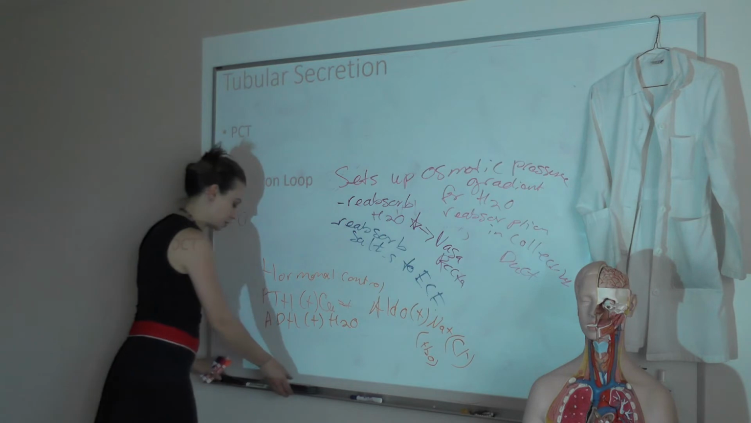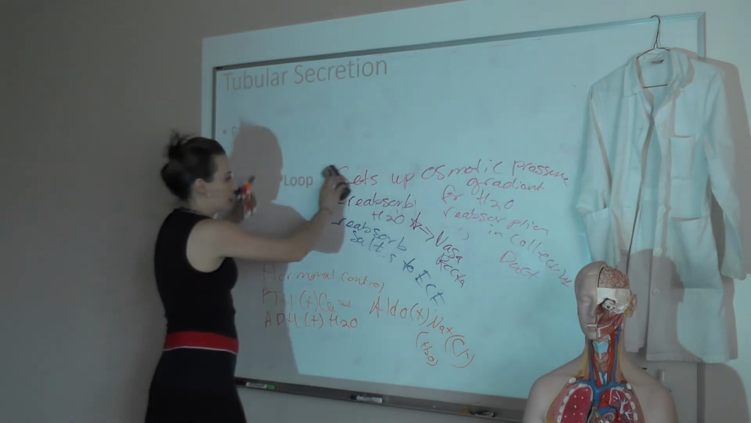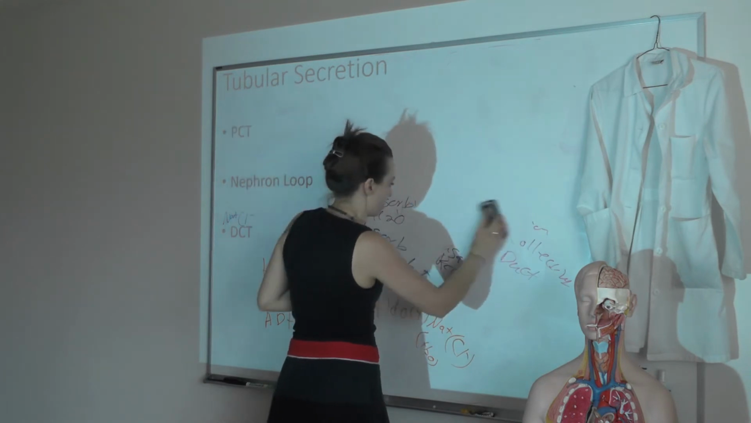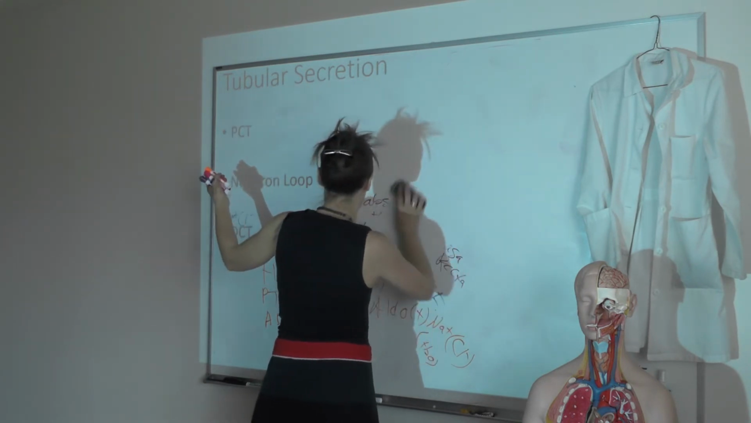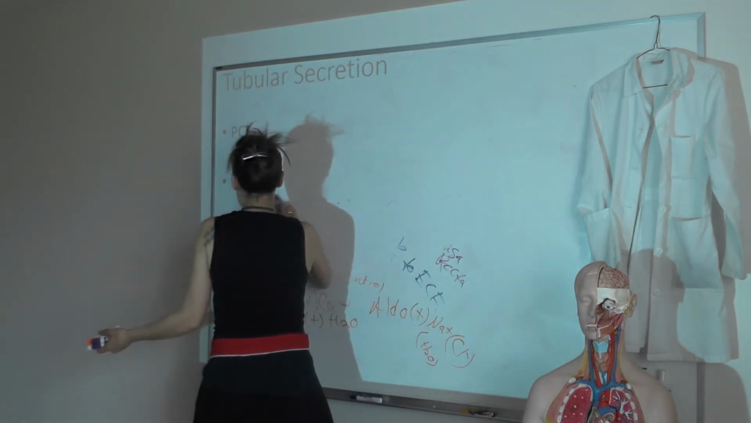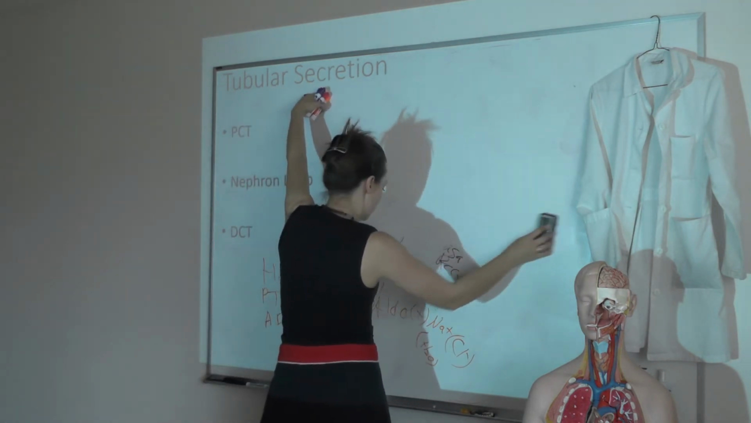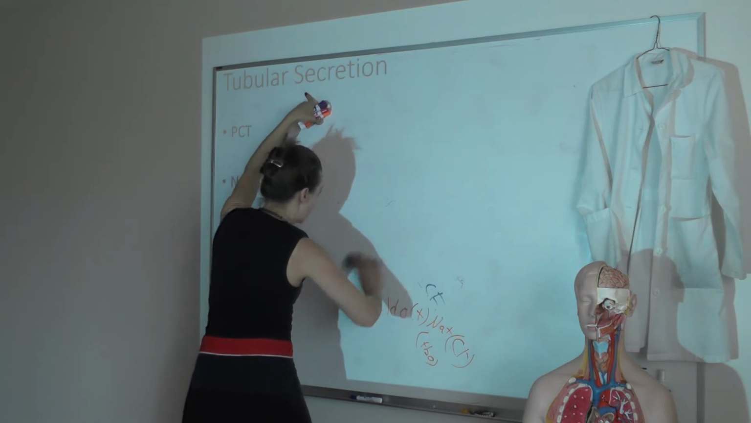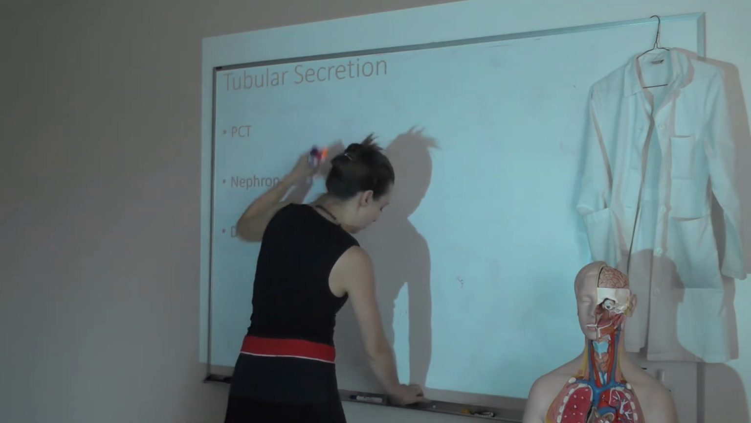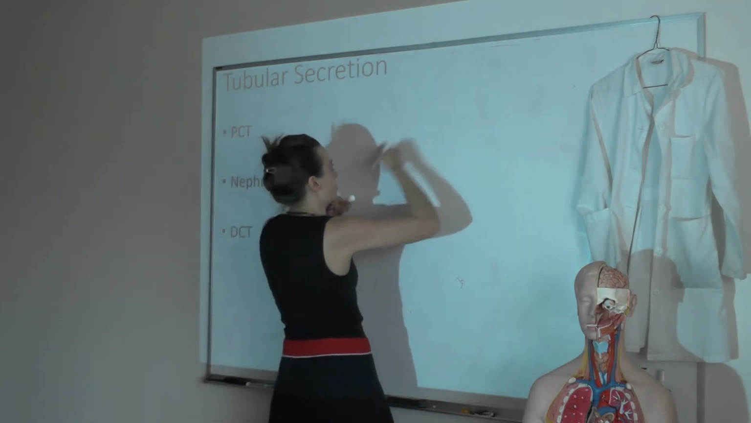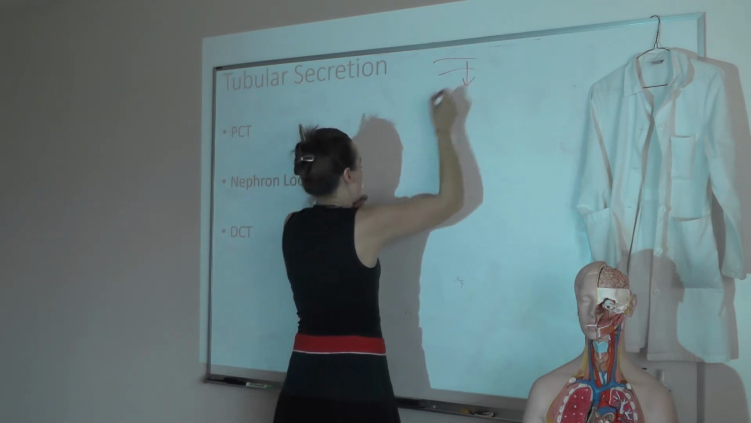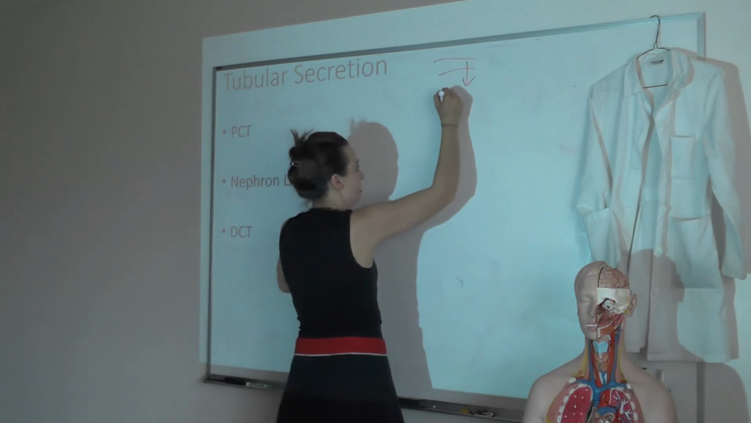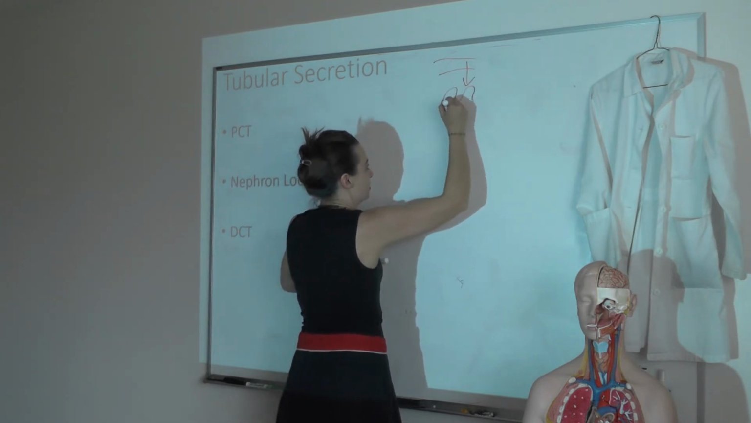What about tubular secretion? So again, the proximal convoluted tubule is making most of the adjustments to our urine. So most of our secretion is going to occur here as well. What's secretion? We said that tubular secretion is going to lead to excretion. So this is where we're pulling things out of the blood and concentrating it into our tubular fluid that's becoming urine.